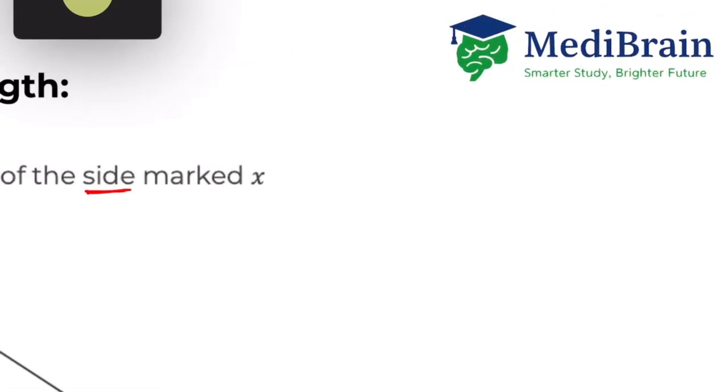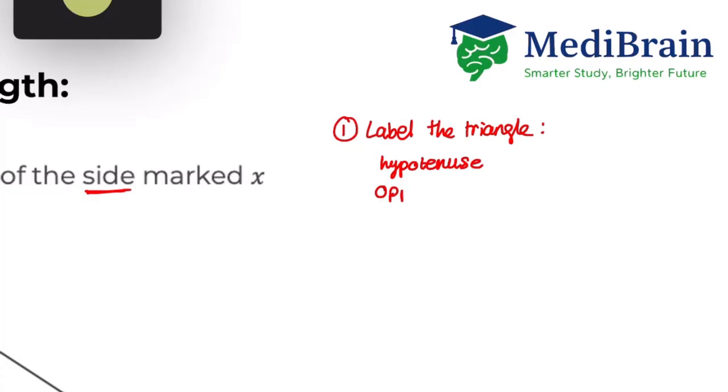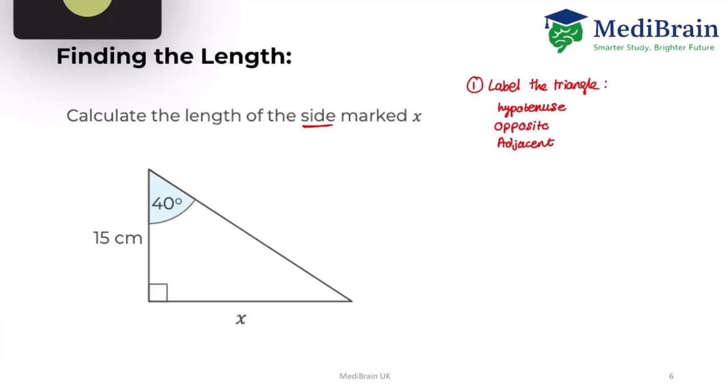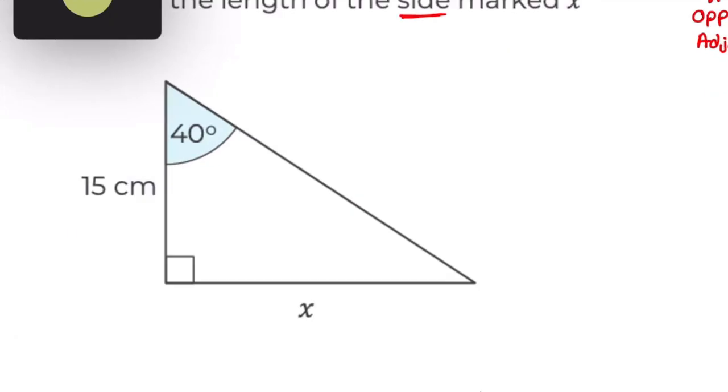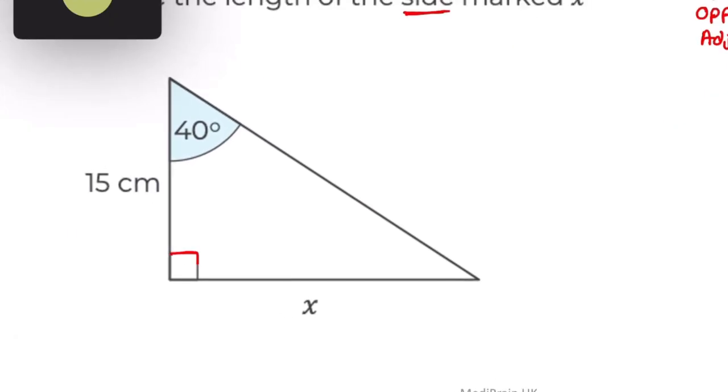Okay? Step one is going to be label the triangle. So labeling the triangle, you need to label the hypotenuse, you need to label the opposite, and then you need to label the adjacent. These are the three sides you need to label. So if we have a look at this example, we've got the right angle over here. Our right angle is over here.